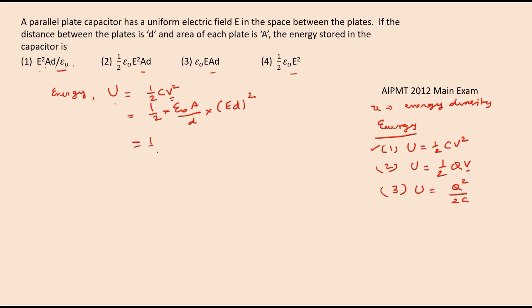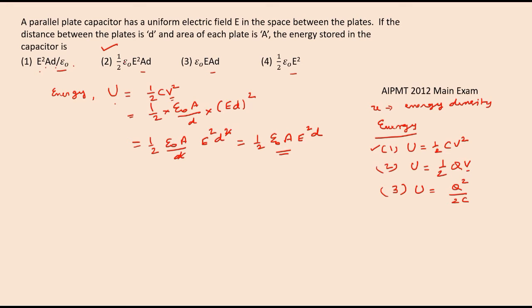So what you will have? Half epsilon naught A by D into E square D square. Of course, you can cancel out one D here. So you have half epsilon naught A E square D. Now this is the answer. You can see here half epsilon naught E square AD. Very, very simple.